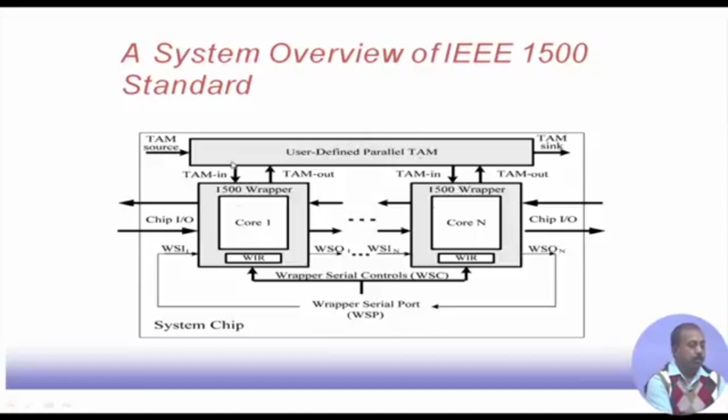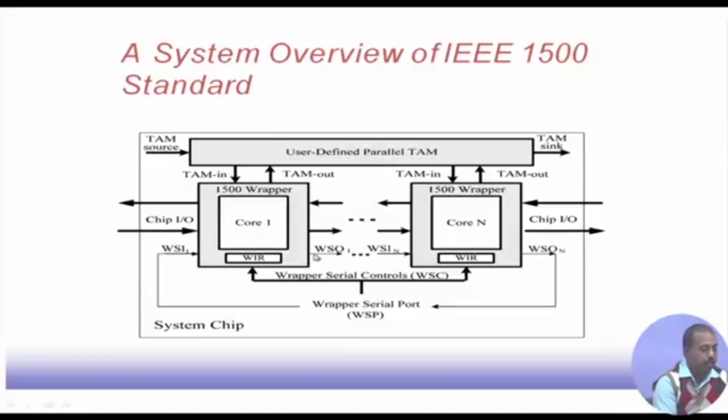From this parallel test access mechanism, the TAM in lines can come to this 1500 wrapper. Similarly, TAM out lines may be feeding the TAM. If the user has sent the test patterns into the TAM line, through this TAM in it can reach the 1500 wrapper, through which it can be applied to the core. Or it may be possible that the wrapper has serial inputs, the WSIs. The WSI serial input may be given from the wrapper serial port, and that way the test pattern may be fed serially into the boundary scan cells, and from the boundary scan cells it can be applied to the cores.